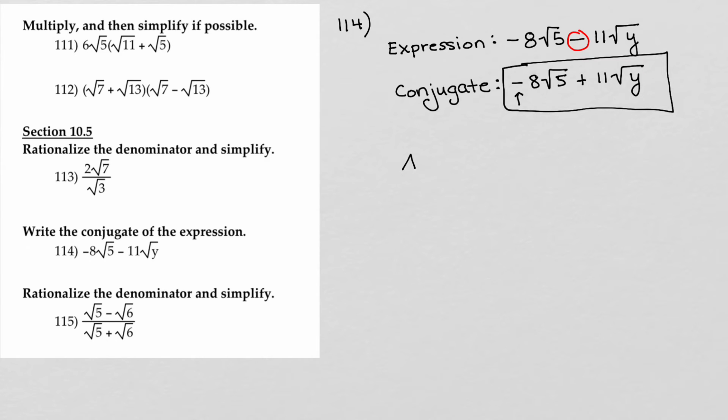Because if you start with a plus b, your conjugate is going to be a minus b. If you start with a minus b, then your conjugate is a plus b. Whatever a is, that's not going to change. It's only the sign in front of b that changes.